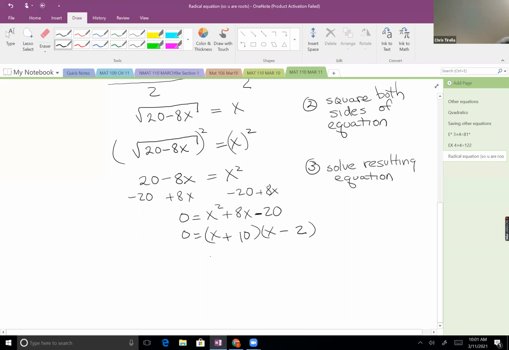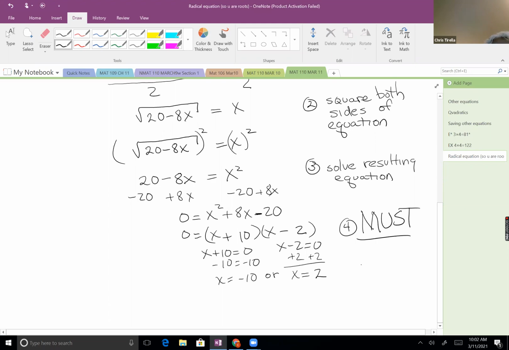Now, if those multiply to 0, either the x plus 10 is 0 or the x minus 2 is 0. And so solving, I get that x can equal negative 10, or here, adding 2 to both sides, I get that x could equal 2. With these, it's super important. You must check in the original.